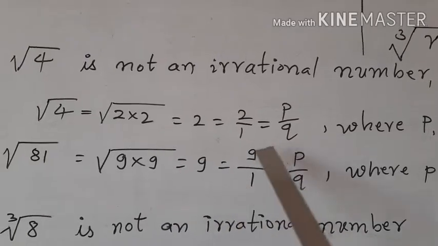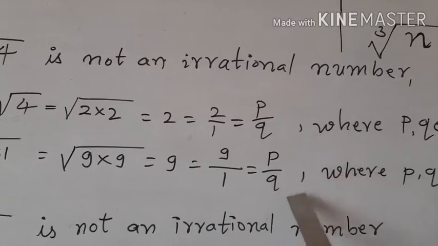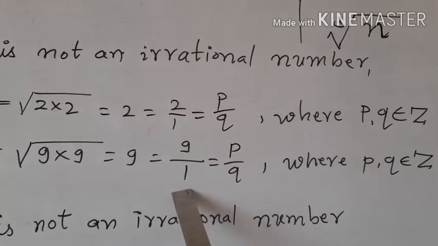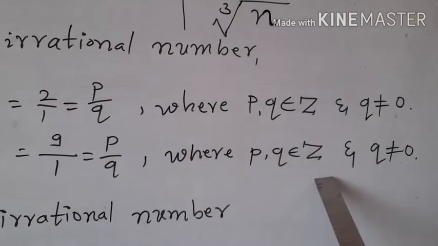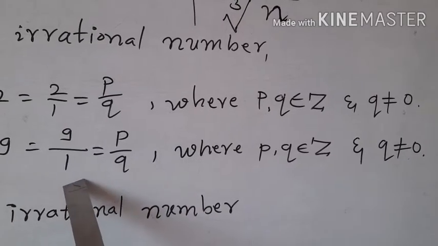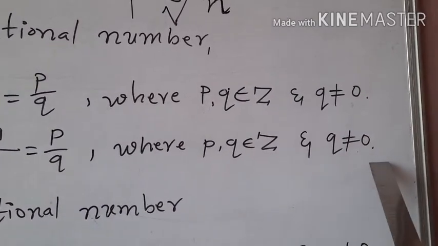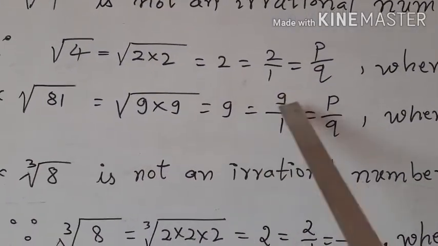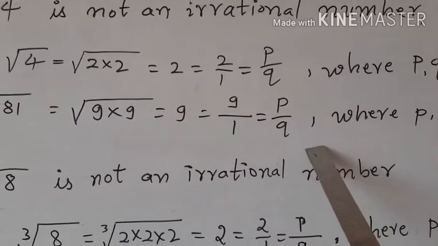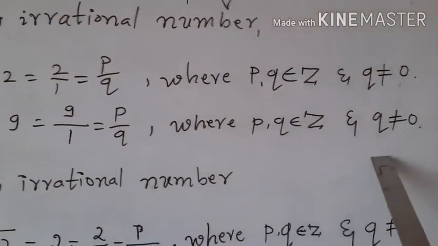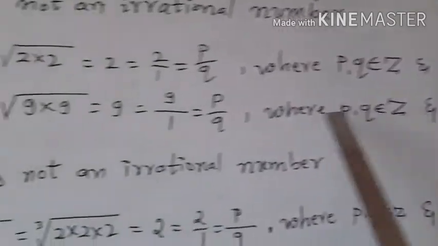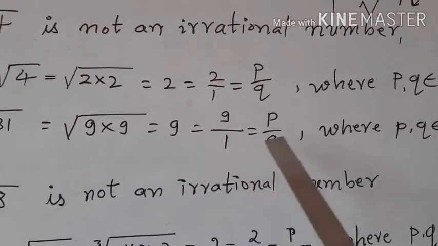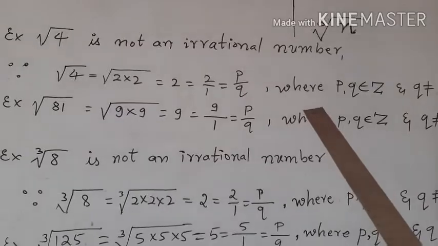This 9 can be written as 9 upon 1 and is equal to p upon q. Here p is equal to 9, which is an integer. Q is equal to 1, which is an integer. Therefore, p and q belong to Z, and q is equal to 1, which is not equal to 0. That is why, children, square root of 81 is equal to 9. 9 is equal to 9 by 1, and it is in the form of p by q, where p and q belong to Z, and q is not equal to 0. Therefore, we can say square root of 81 is not an irrational number. It is a rational number.